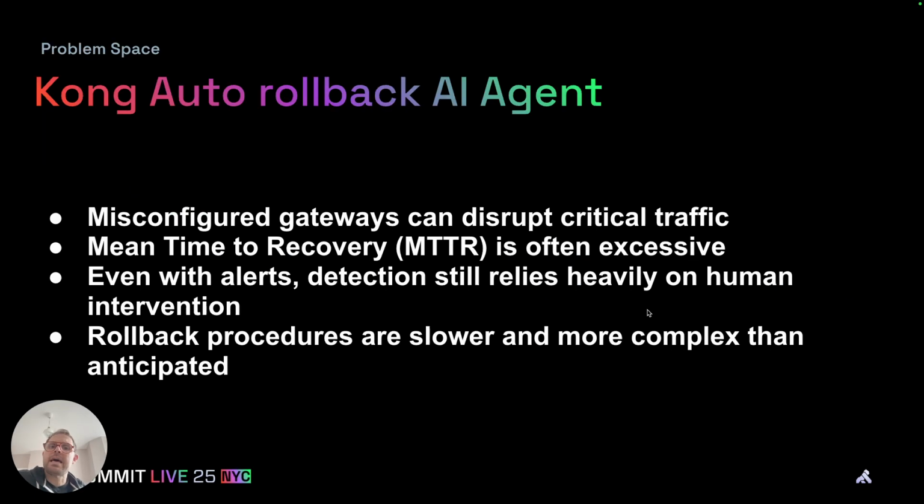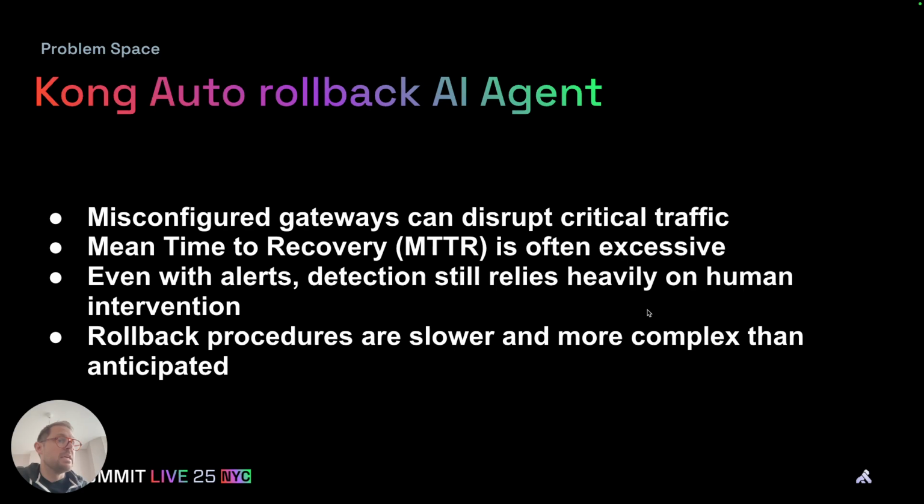The problem space that my hackathon is looking to solve, I think, is a very real world problem. It's around the misconfiguration of the gateway and the effect that this has on an organization. A misconfiguration can disrupt critical traffic in an organization. The mean time to resolution of fixing those can often take a lot longer than expected. Even these days with observability, so alerts and metrics and logs, it can still take quite a long time to resolve and is still very reliant on human interaction.